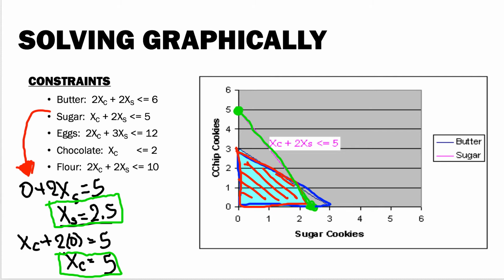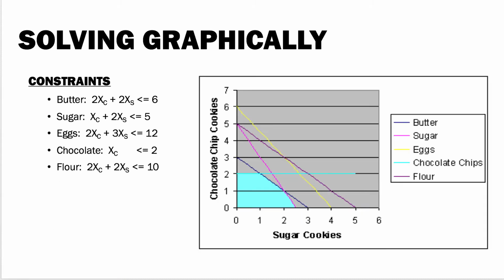Now that you know how to plot the constraints, let's look at what the graph will look like when we plot all of them. Here, I want you to take notice of a couple of things. First, notice how by adding the chocolate chip constraint, it further shrunk our feasible solution space.